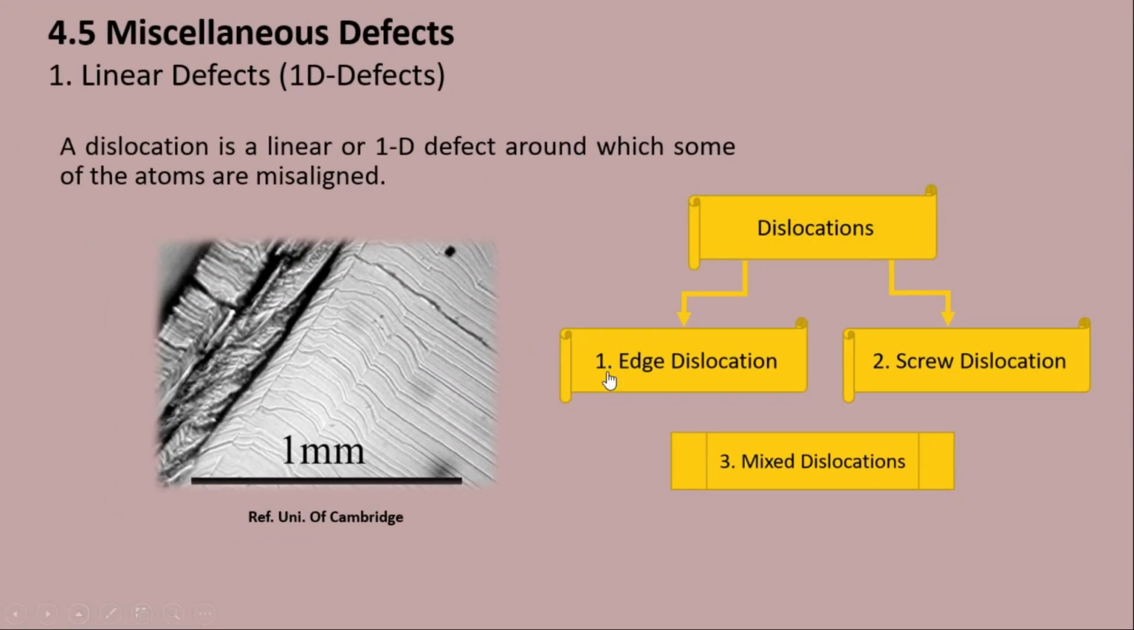Now dislocations are of 3 types. The first one, edge dislocation. The second one is screw dislocation, and the third one, the combination of both edge and screw, is called the mixed dislocation. So we start with the edge dislocation first.